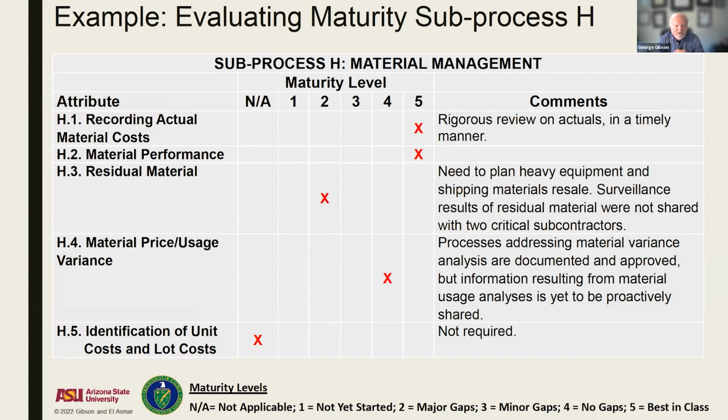You'll see that we have a 2, and we identified a gap that really needs to be addressed for this project or program. Heavy equipment and shipping materials resale, surveillance results of residual material were not shared with 2 subcontractors. And then even with the level 4, we said, we've got good processes, but we're not using it and proactively sharing it. So in terms of variances, this would be an assessment that we went through. Certainly we could do it on paper, but we probably would use the spreadsheet. And the reality of it is, if we did this, then we would know how we're doing in terms of our material management. Next slide, please.